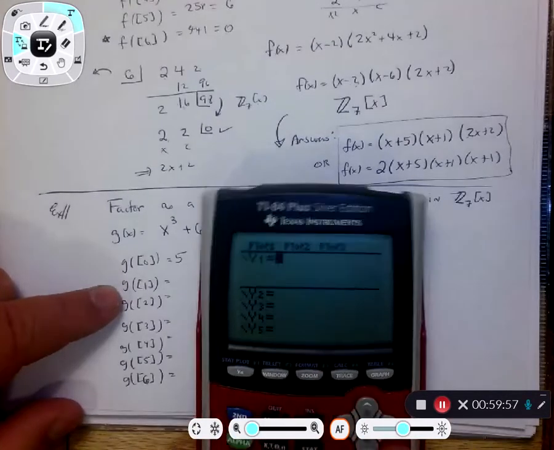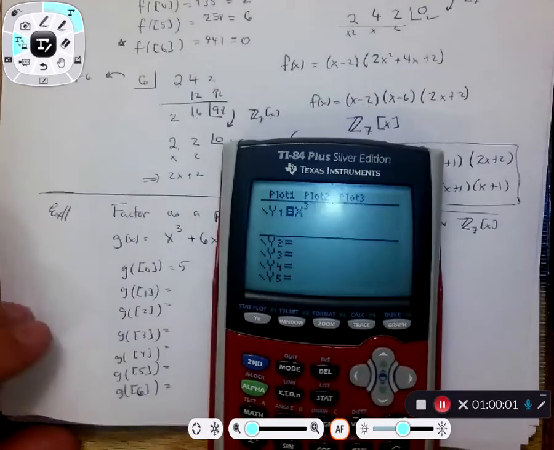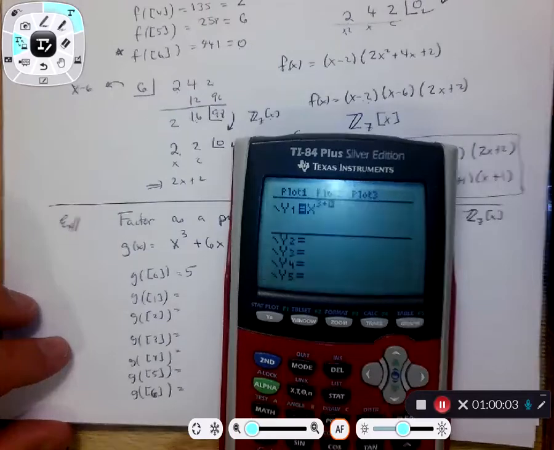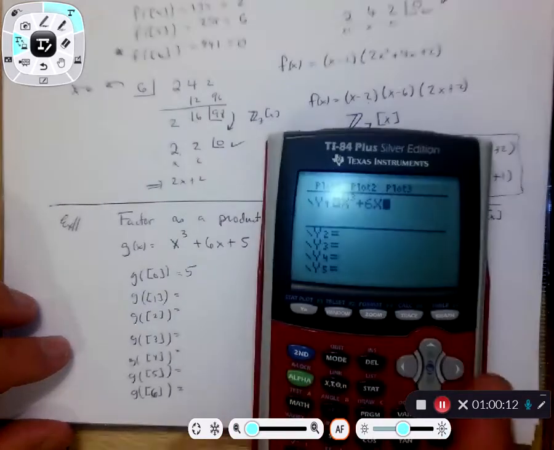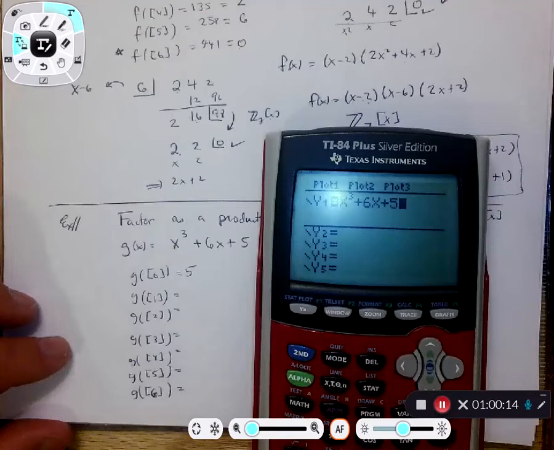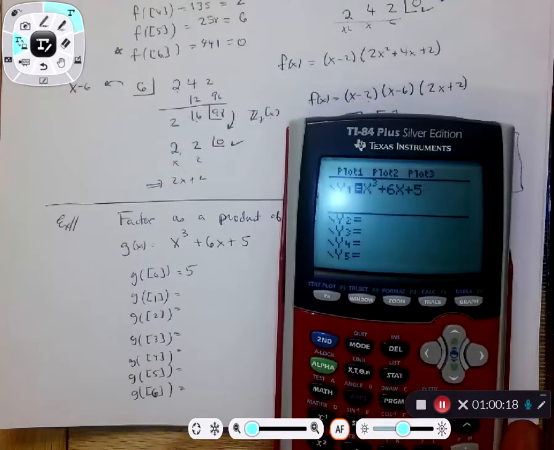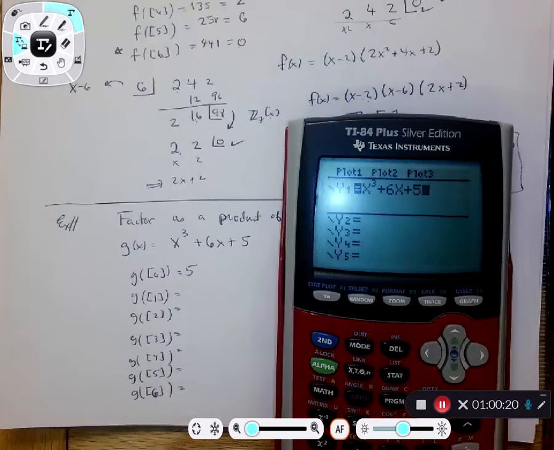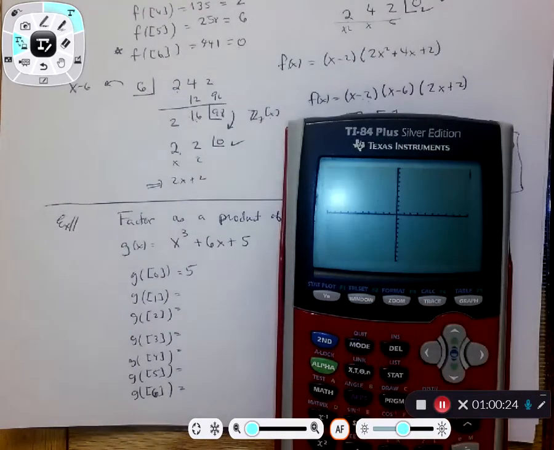Y equals, clear out the whole function. This one's going to be x cubed plus 6x. Oops, let me do it again. X cubed plus 6x and then plus 5. So this is my polynomial, and I'm going to hit enter, and I'm going to do a Zoom 6 on it, negative 10 by 10 screen.